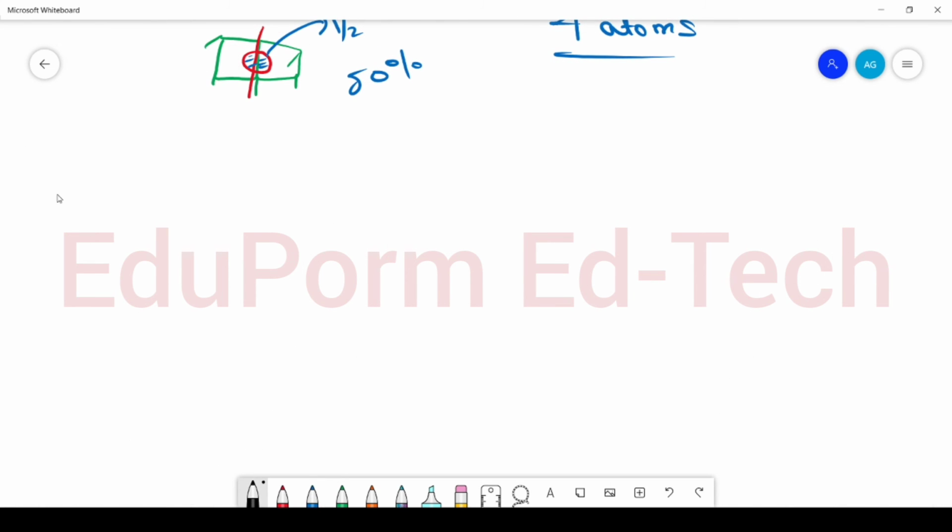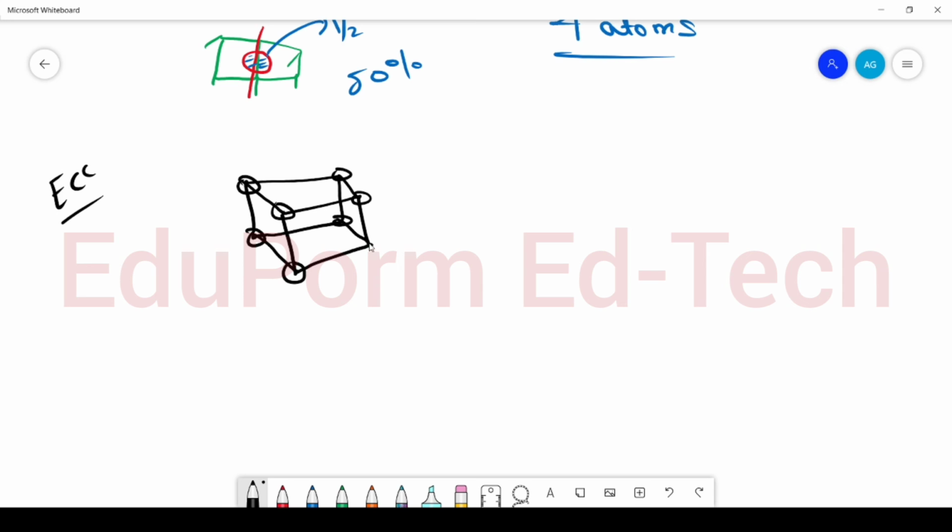Now in case of end centered cubic crystal, we know that one atom is present at each corner. So there are 8 atoms in total, and the contribution of each atom is 1 by 8. So 1 by 8 multiplied by 8, again we get 1 atom from the corners.